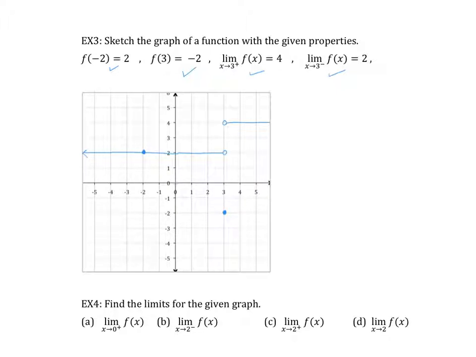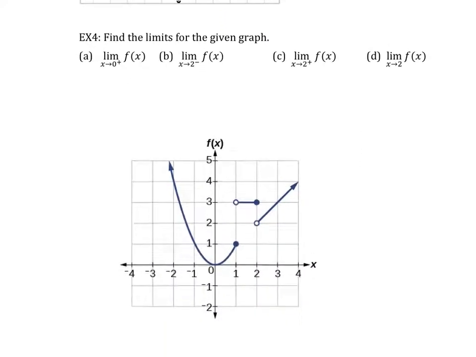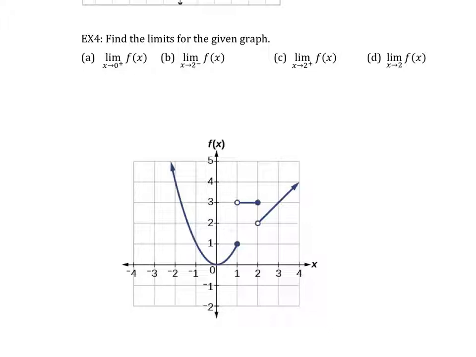Let's look at another example, one where we're looking at a graph and finding limits. In example 4, we have this piecewise graph. In part A, we're trying to find the limit as we approach 0 from the right. So if we're coming in to 0 from the right, then we're just using this small piece of graph here. Notice the y values are getting closer and closer to 0.